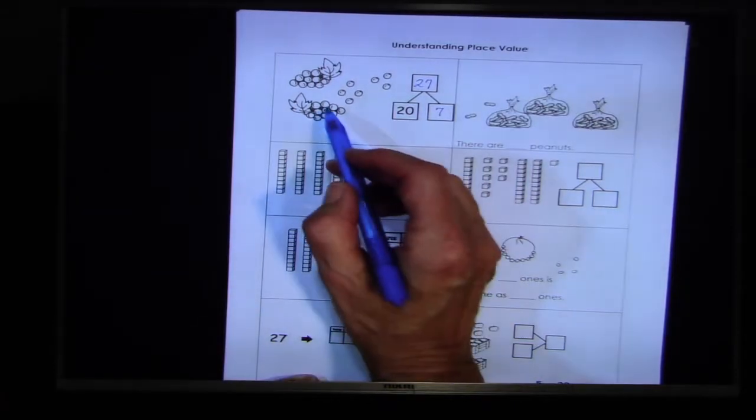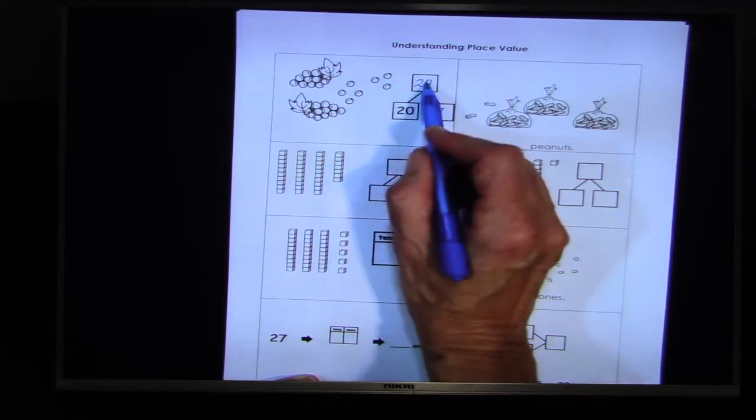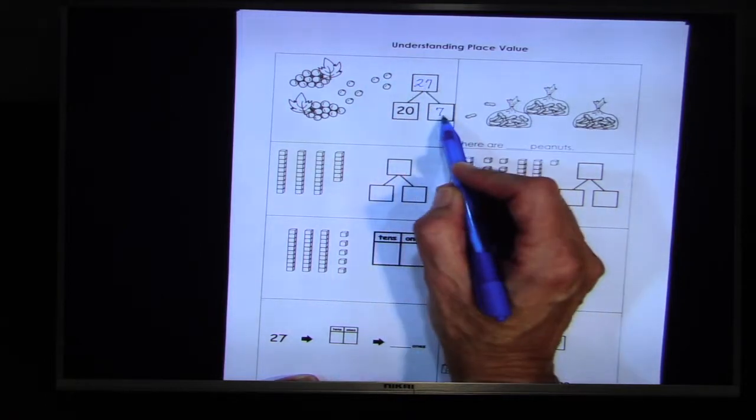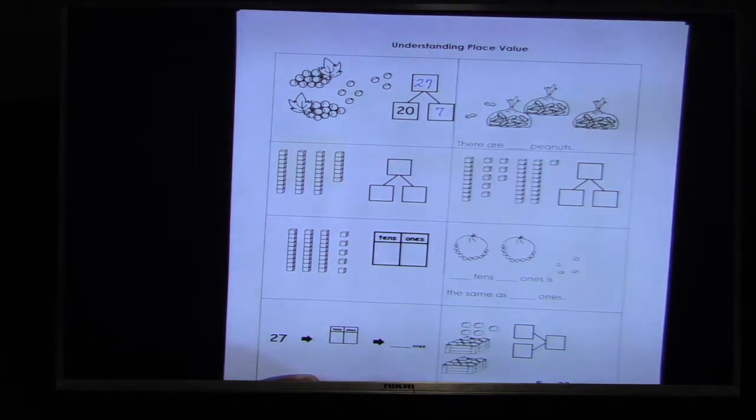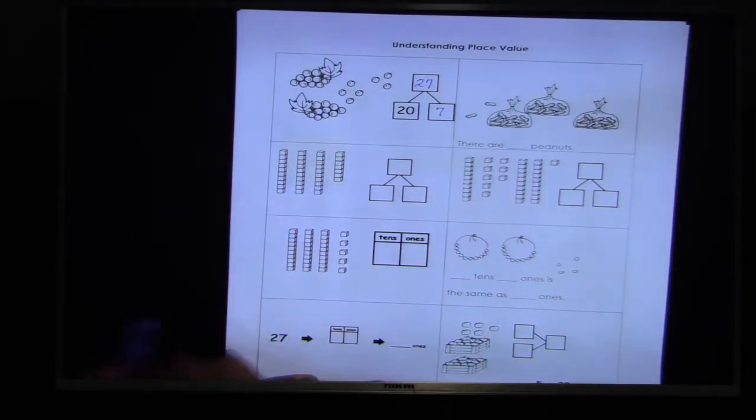I could have counted 10, 20, 21, 22, 23, 24, 25, 26, 27 and written that first, and then figured out that the other part was 7. Kids are going to do it amazingly different ways. In this unit, you'll see that the bundles are supposed to be obvious. I may have had kids who didn't notice that on grapes, but we would talk about that a lot.